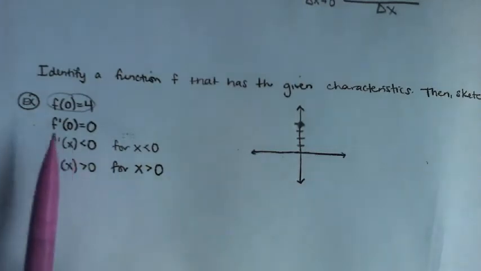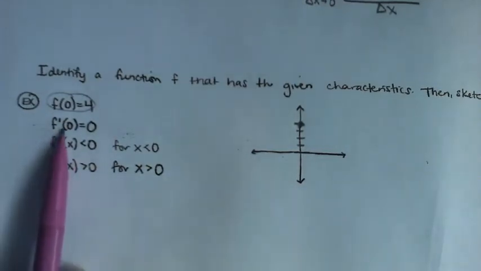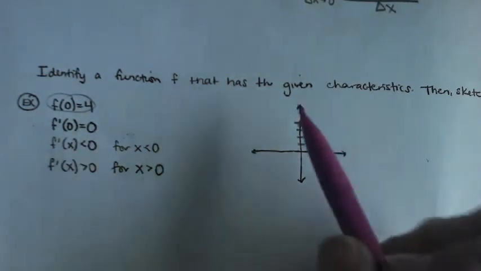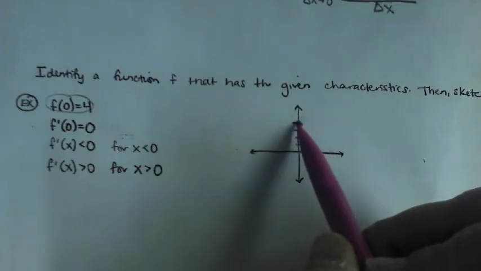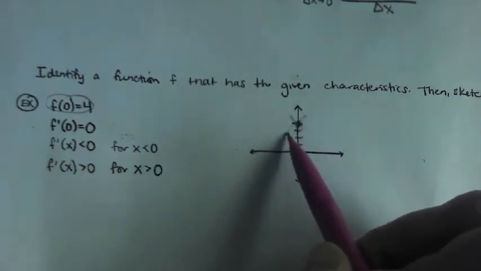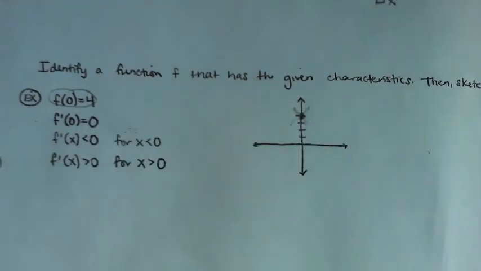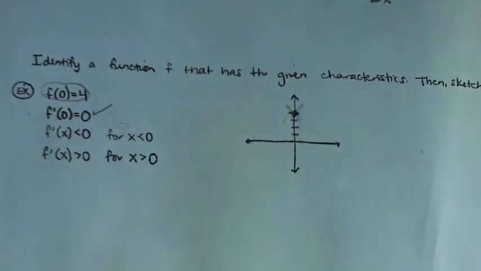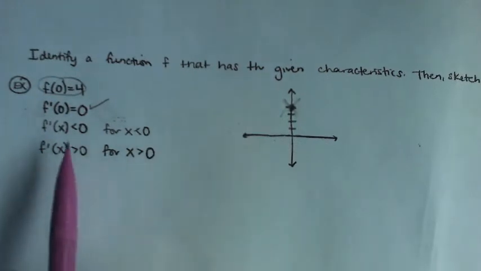And then they're telling us that the slope right there at 0 has to be 0. So this has got to be either the bottom of a parabola or the top of a parabola, something that will have a 0 slope at that location. I don't know if it's opening up or opening down yet, but this will tell me.